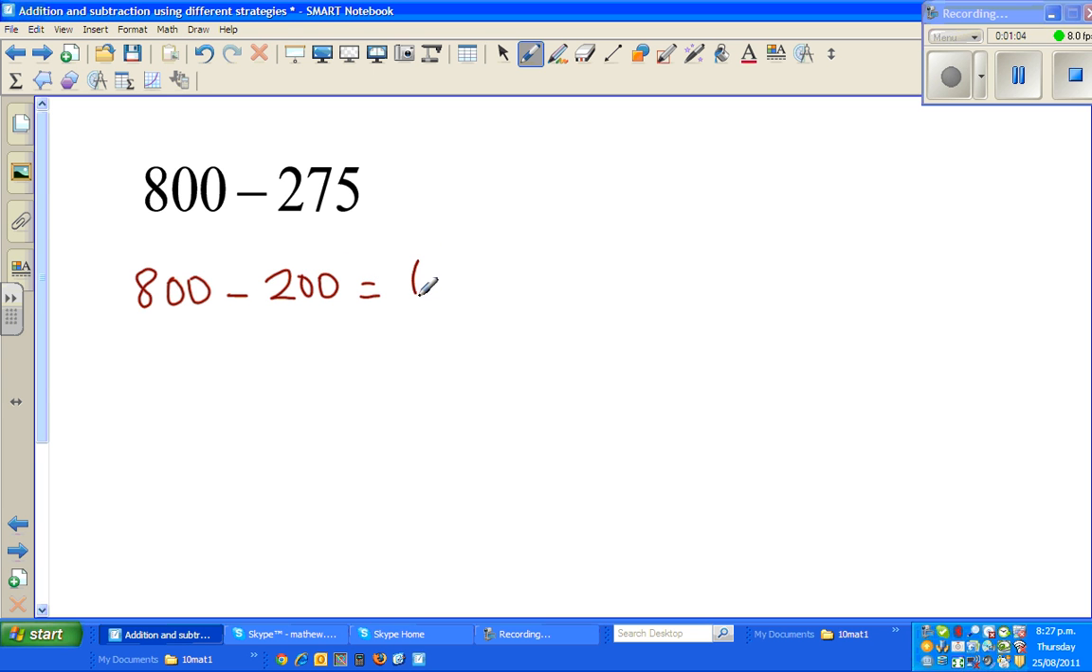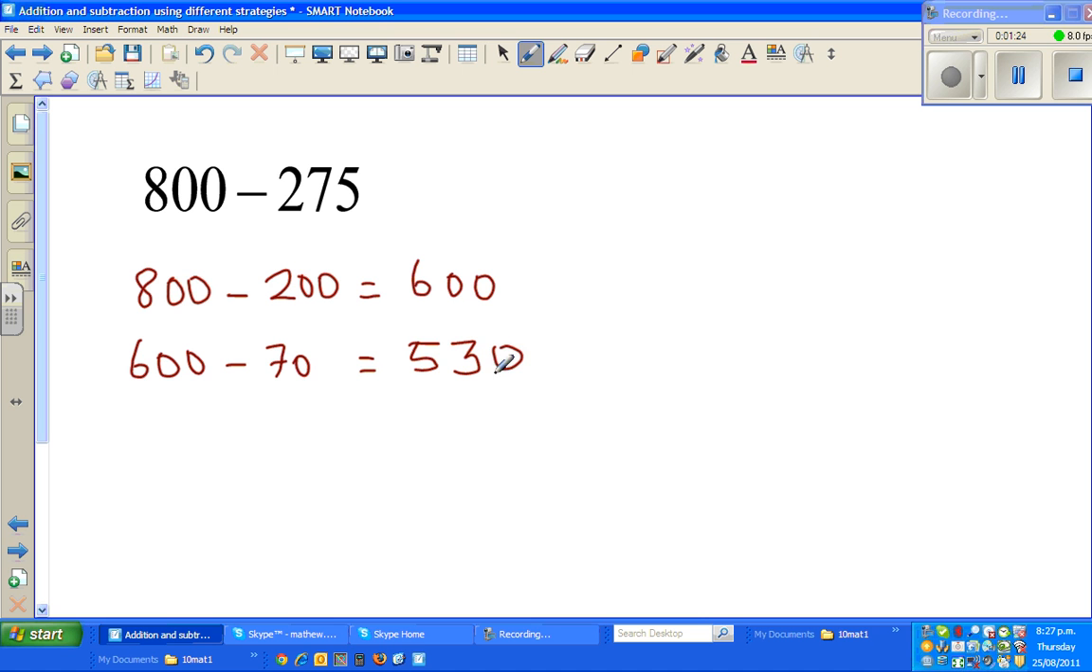Which is very easy, which is 600. Then this 7 stands for 70, so I have to go 600 minus 70. That is easy. 600 minus 70 is 530.